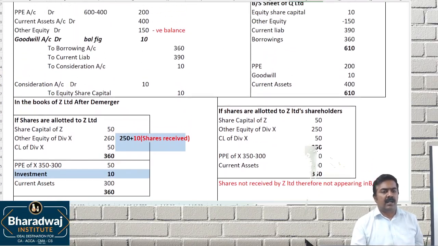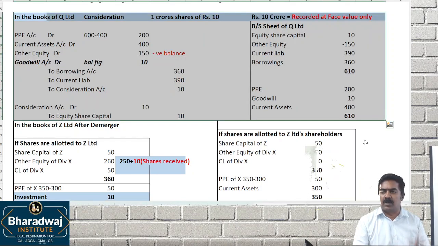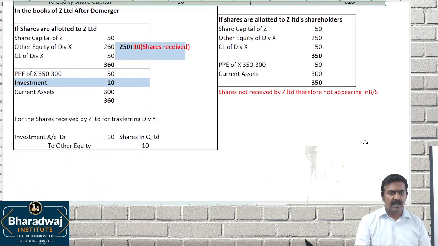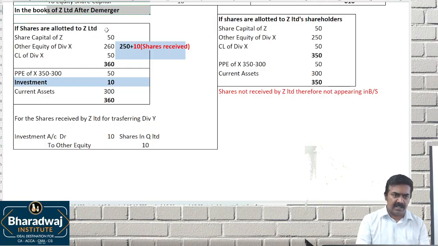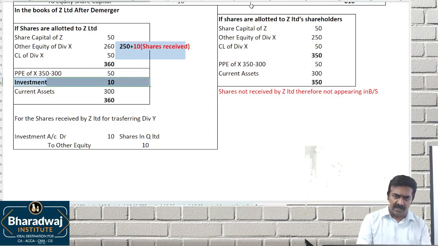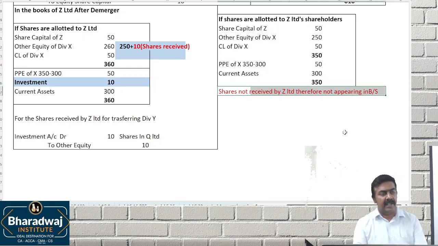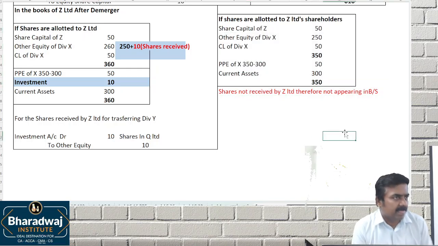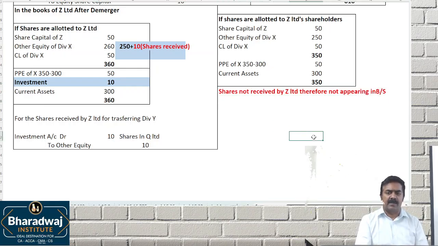See, in the books of Q Limited, let the shares be given to company or the shareholders, entry will be what? Same. Okay. If the Z Limited is getting the shares, it will be included in what? Other equity. If our shareholders are getting the shares, it will not be recorded in our books because they are directly going to our shareholders. Clear? Investment received by us is an asset that will be included in net worth. If that is directly going to them, we will not record them in the books.